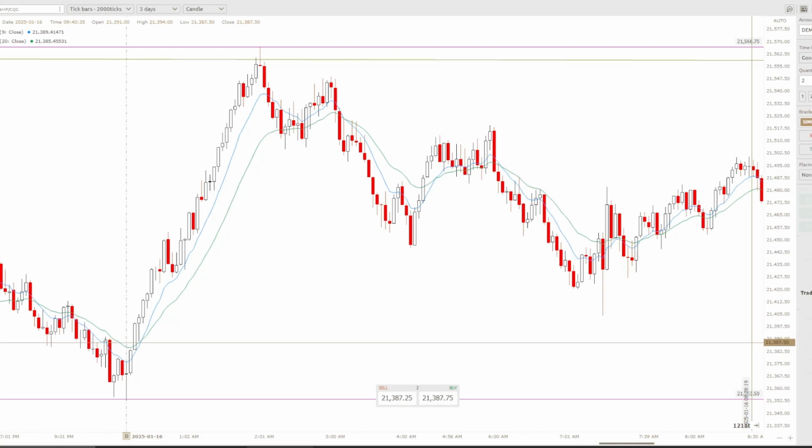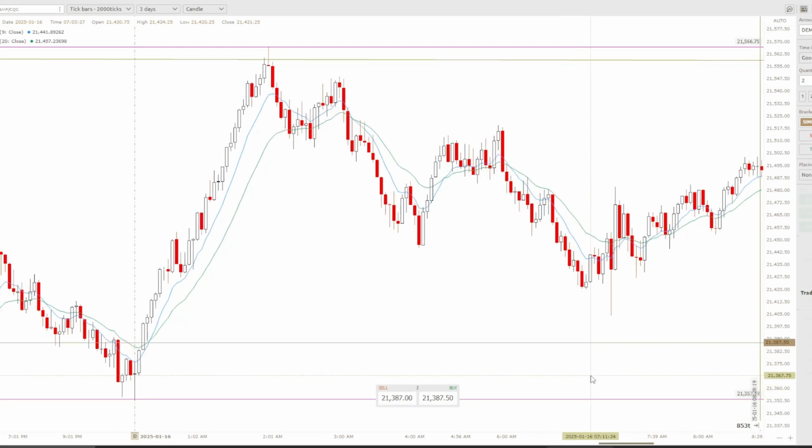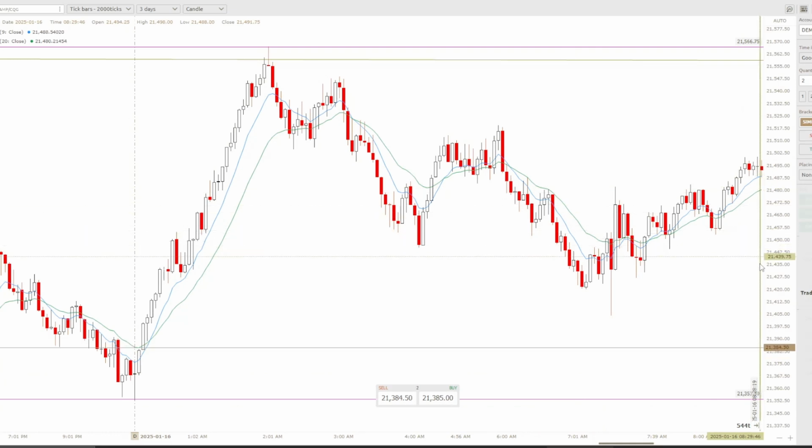We're trading the micro E-mini NASDAQ futures contracts on a 2000 tick chart, and we're going to do this in less than 5 minutes. This vertical line here is the opening of the New York Stock Exchange and NASDAQ Stock Exchange at 9:30 Eastern Time.